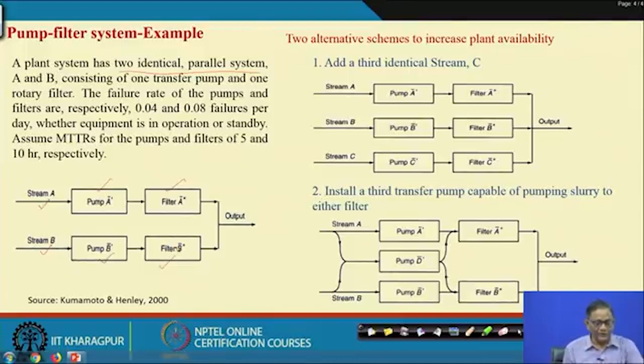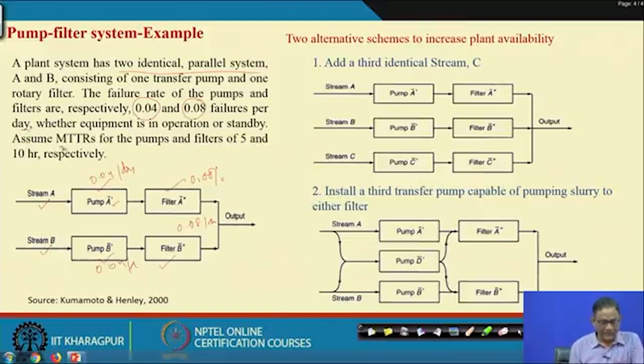Okay. So now the failure rate of the pumps, both pump A and pump B, is 0.04, and for both the filters it is 0.08 per day. The failure rate here, this one is 0.04 per day, and this is also 0.04 per day, and 0.08 per day and 0.08 per day. Okay.